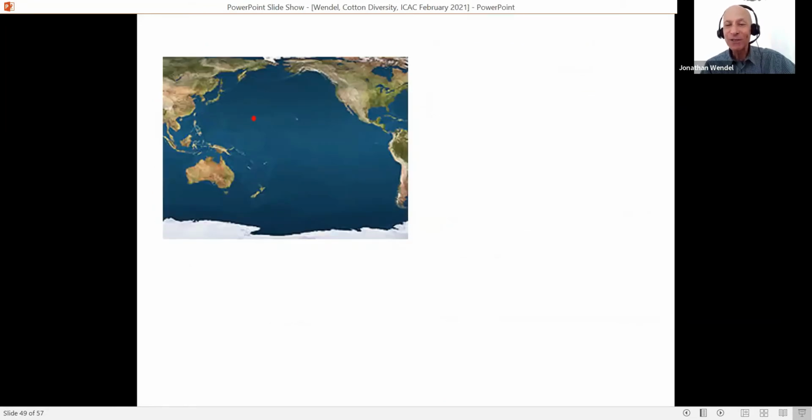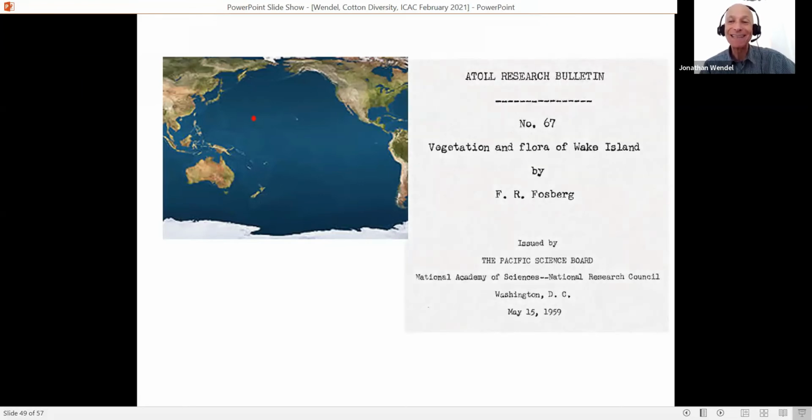Okay, and now continuing our voyage around the world, let me take you to that red dot. Whoa, you are out there in the middle of nowhere now. You are at Wake Island. What's Wake Island? It is a tiny little spit of coral, about 3 centimeters, I mean, 3 kilometers across. And Ray Fosberg, who I knew was a Malvaceae specialist, was commissioned to write up the species list of what grew there.